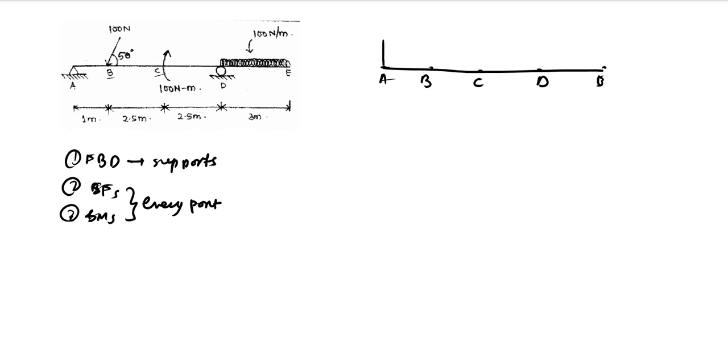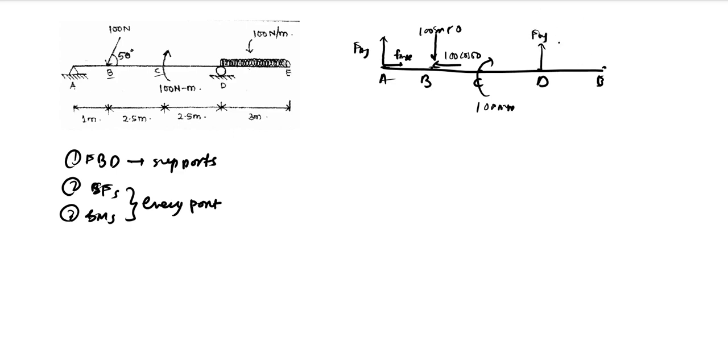At A, we have a hinge support, so we'll have two reaction forces, which will be FAY and FAX. And there is an inclined force at B. We'll need to resolve the force into two components, a horizontal and a vertical component, which will be 100 cos 50, and this will be 100 sin 50. And at C, we have a moment of 100 Newton meter. And at D, there will be a vertical force of FDY because it is a roller support.